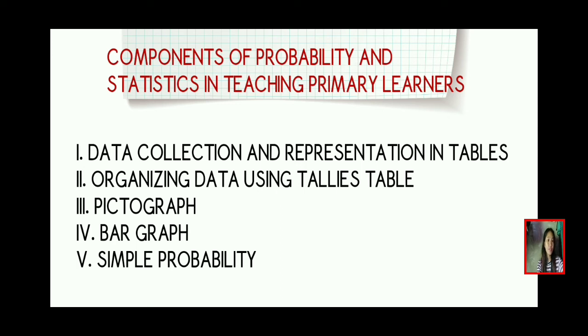So there are 5 components under probability and statistics in teaching primary learners. First, data collection and representation in tables. Second, organizing data using tally tables. Third, pictograph and bar graph. And the last, simple probability. So I'm going to tackle each component.